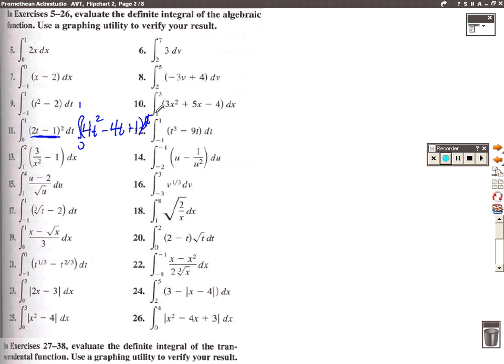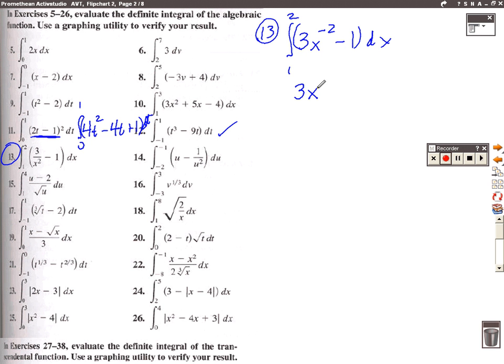Number 12, that one follows the pattern that we've been doing in the other one. Number 13 has something a little bit different. You have to sprinkle the algebra. You have to rewrite it thusly to be 3x to the negative 2 minus 1 dx. Then you're going to find the antiderivative. So that would be increase the power by 1.